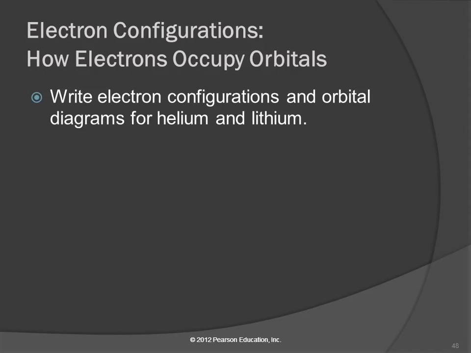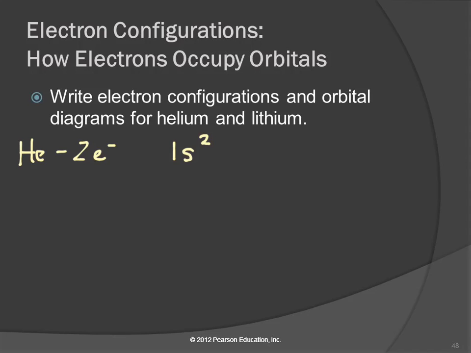So let's write electron configurations and draw orbital diagrams for helium and for lithium. How many electrons does helium have? It has 2 electrons, right? So the first orbital is that 1s orbital. They're going to want to go into the lowest energy orbitals first. How many electrons can be in one orbital? 2. So this is the electron configuration for helium.